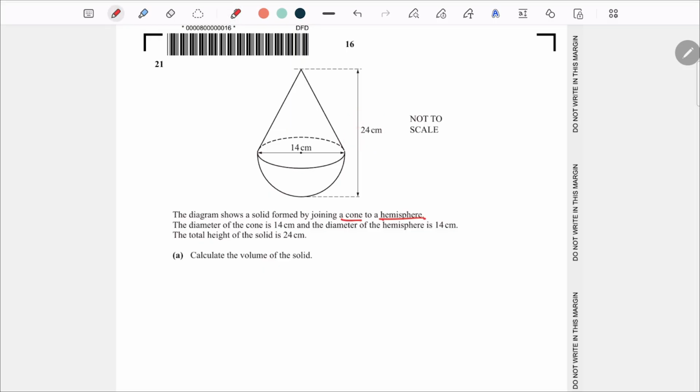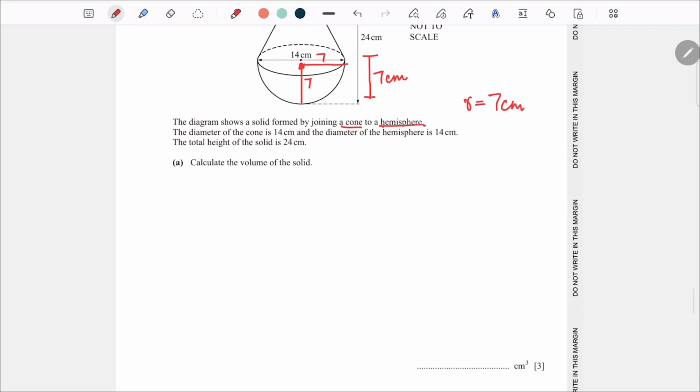So if the diameter is 14, the radius will be 7 centimeters. So this part is 7, which means this is also 7. This whole area is 7 centimeters, which is basically the height of the hemisphere. In part A, calculate the volume of the solid.